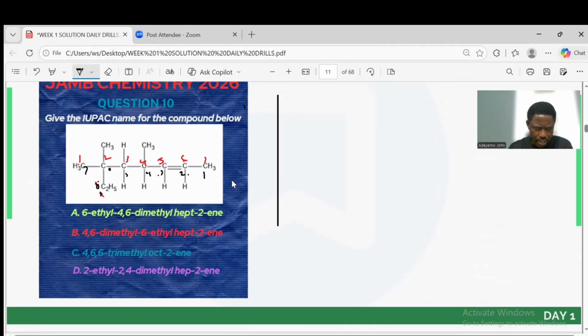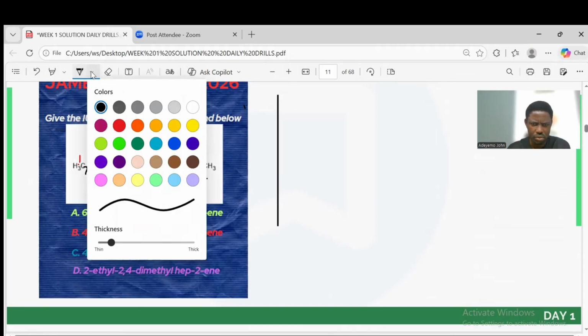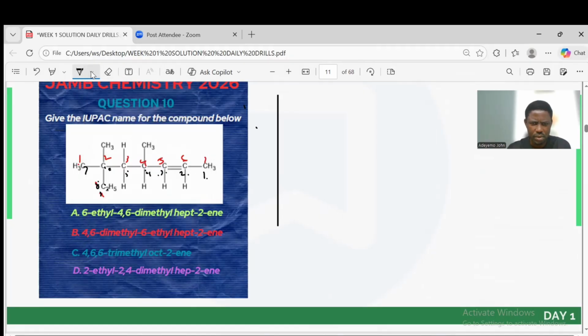Okay, so I think the answer is not even here, isn't it? Let's try to see the longest chain. Okay, the answer is not there. It's from a particular question. 1, 2, 3, 4, 5, 6, 7, 8. Oh, the answer is there. Look at this very well. I want you to please take note. I've been able to count. Maybe you're not seeing what I'm seeing clearly.